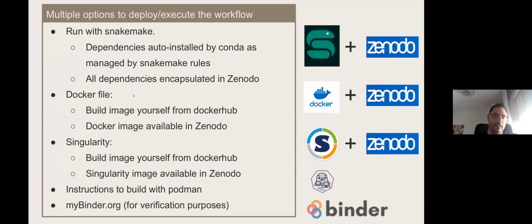Docker files: we gave instructions to build Docker images that you can build yourself. That means that you can adapt them if you need, or you can use the Docker image available in Zenodo in case you don't have, for example, root access to some machine. You can also just download the image. And the same for Singularity: build the image yourself or use the image in Zenodo. We also included instructions to build with Podman, and also the link that I just showed with MyBinder, for verification purposes only when you're using MyBinder, of course.